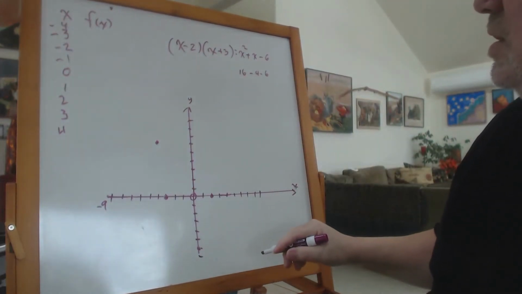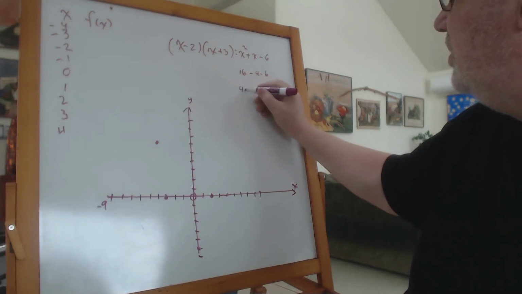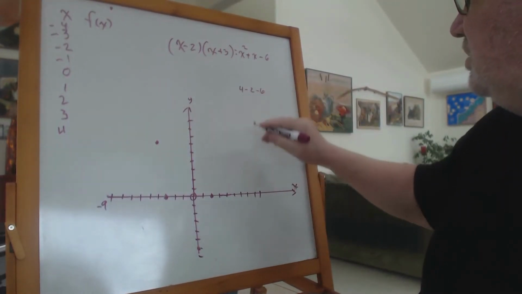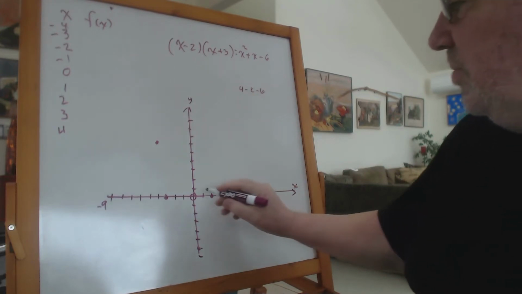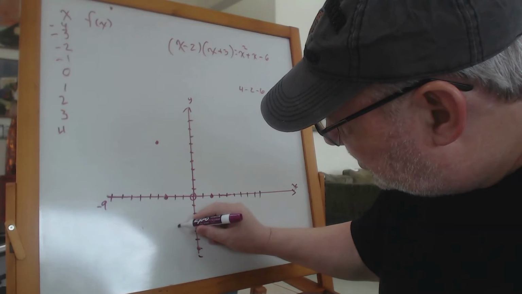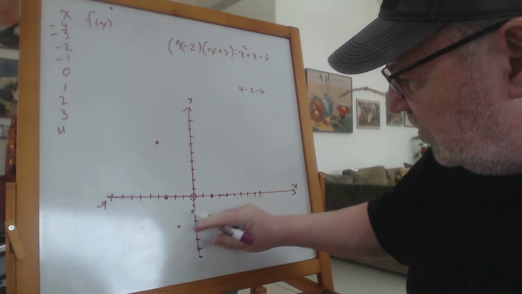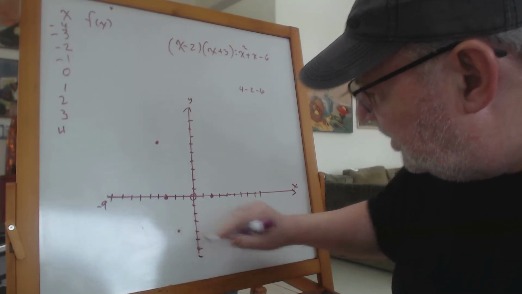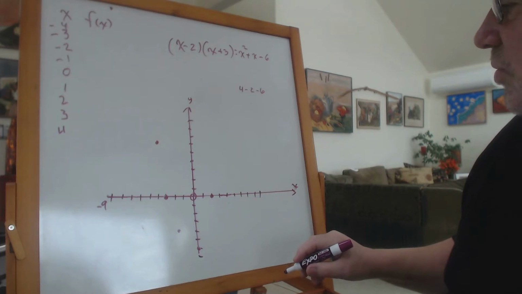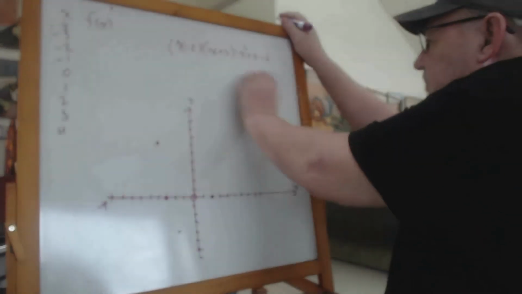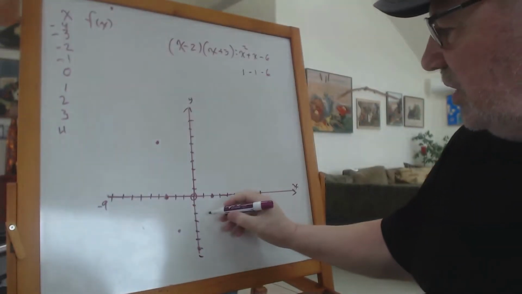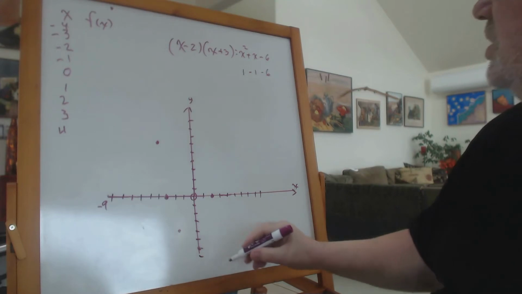Okay. Minus 2. So we have 4 minus 2 minus 6, and that equals minus 4. So at minus 2, it's down here. I probably should have gridded this out a little more nicely. Okay, x is minus 1. So we got 1 minus 1 minus 6. Let's see.